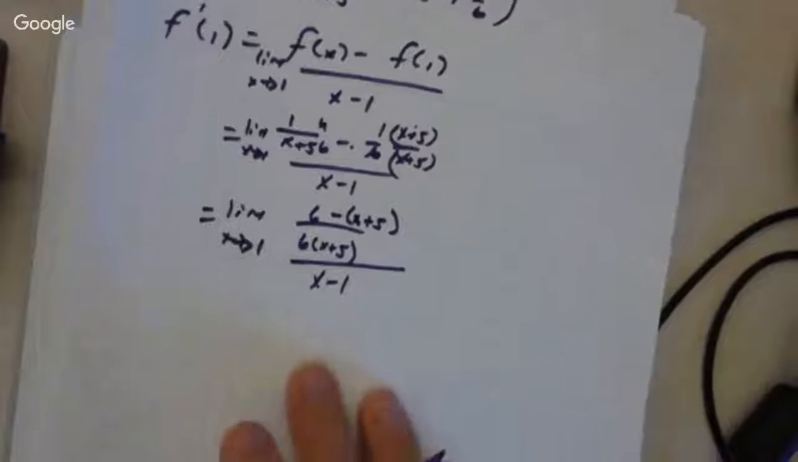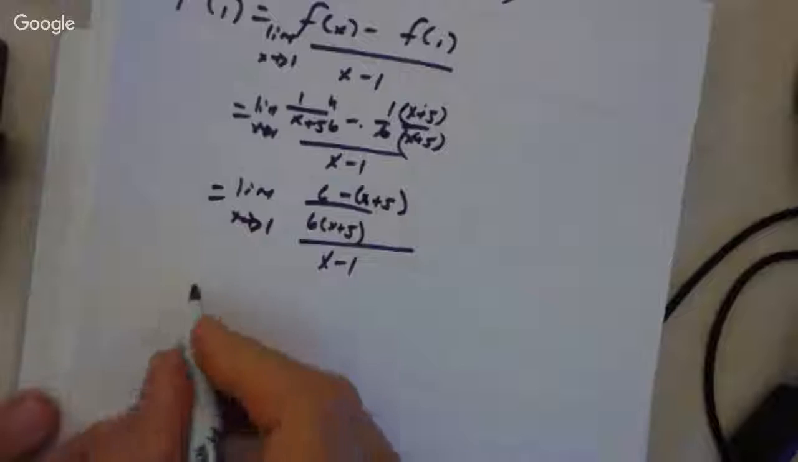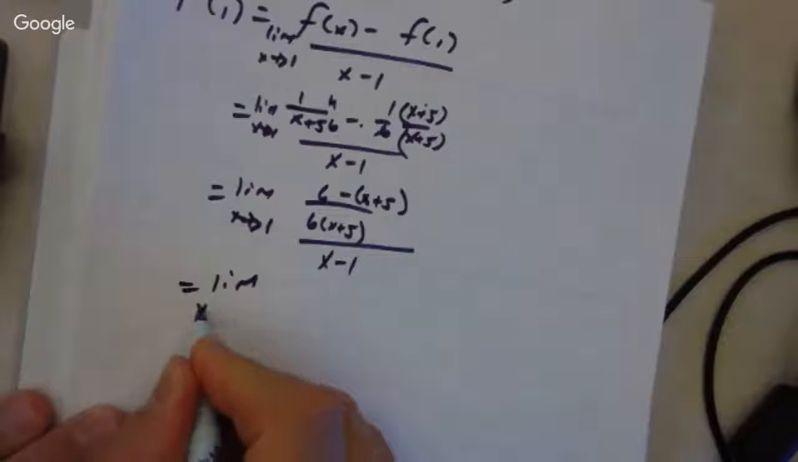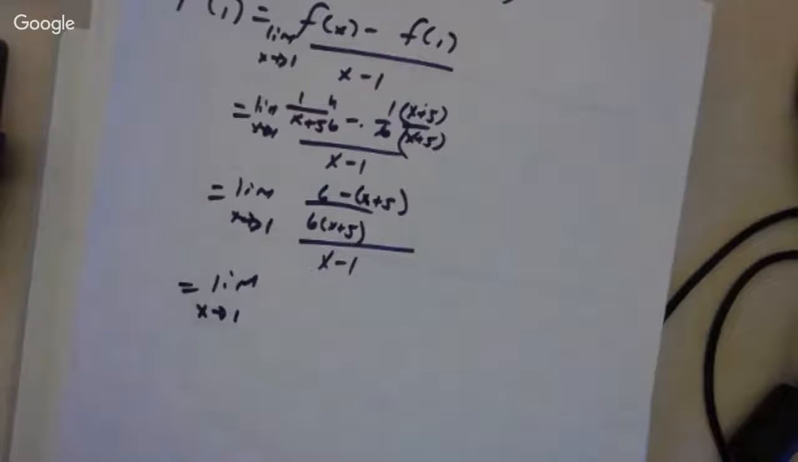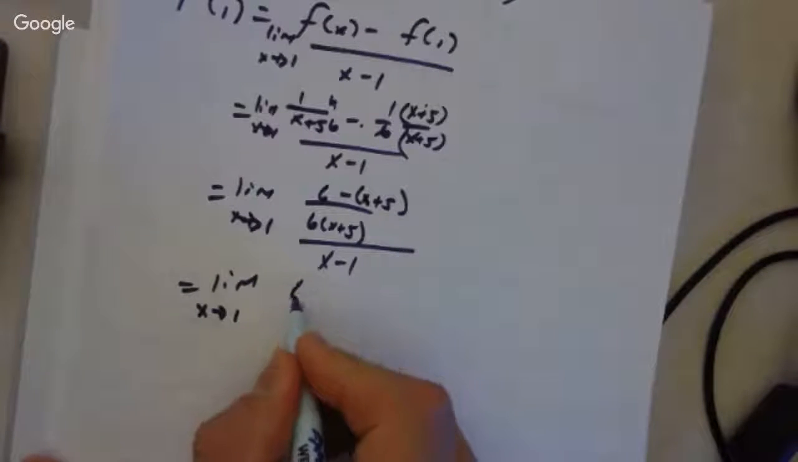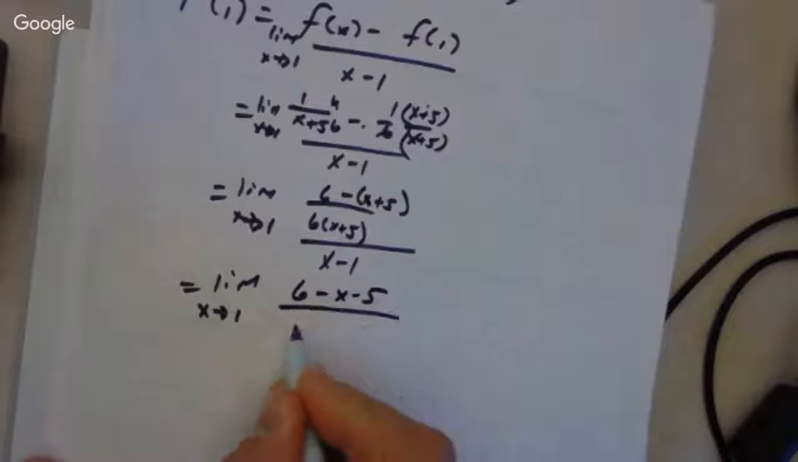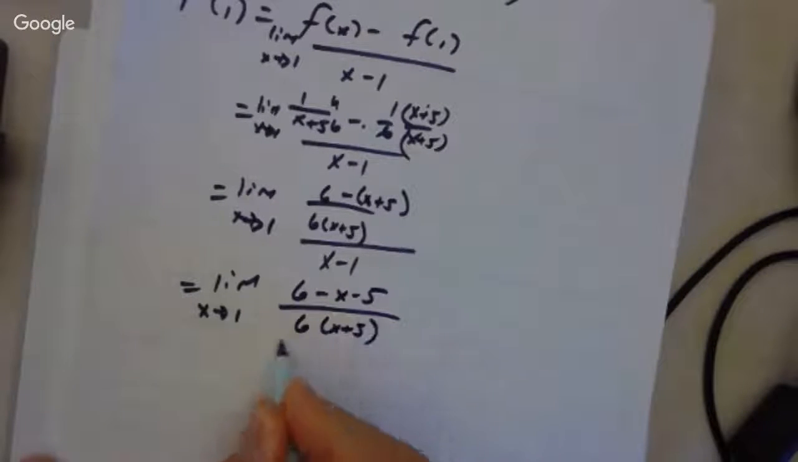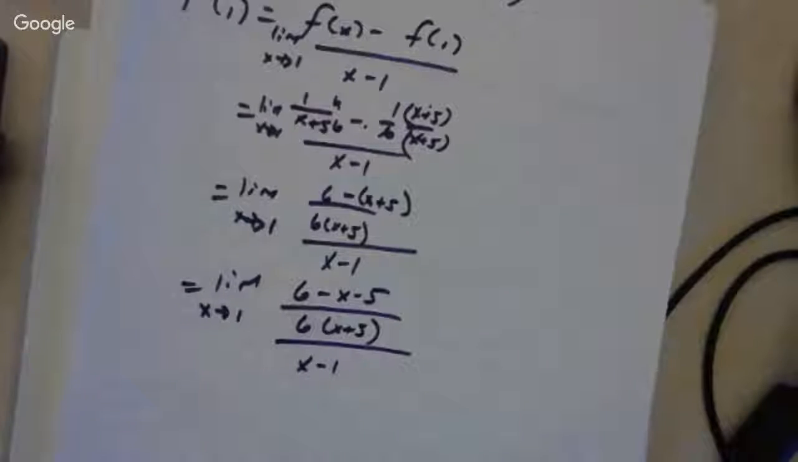Okay, I'm just going to clean up the upstairs first. I'm going to distribute that negative, combine some like terms. Notice I'm still writing the limit because I haven't done any calculus yet. I'm still doing pre-calc. So limit as x goes to 1 of 6 minus x minus 5 over 6 times x plus 5, all divided by x minus 1. That's just pre-calc. In fact, that might even be algebra 2. Stop and check up. All I've done is use the definition and substitute in what f of x is.